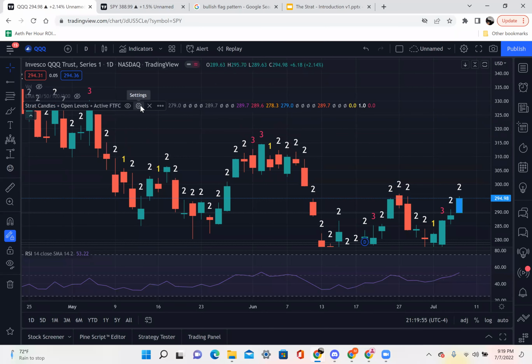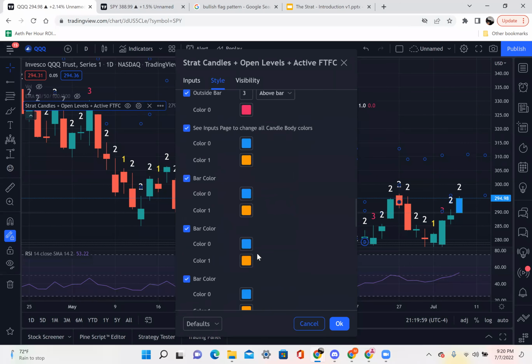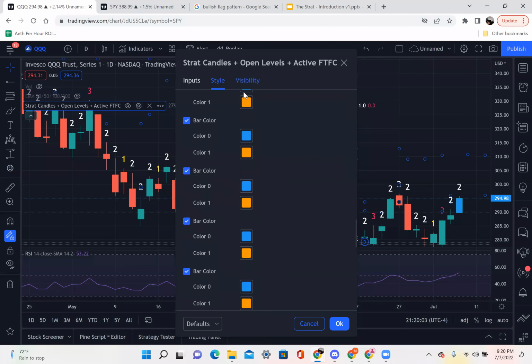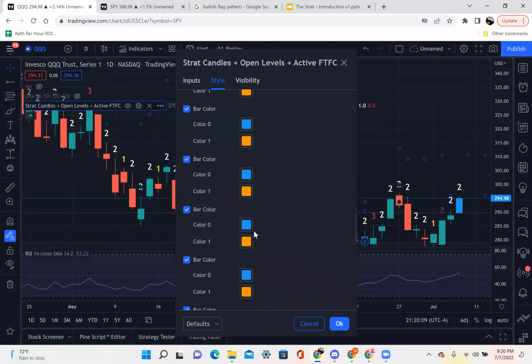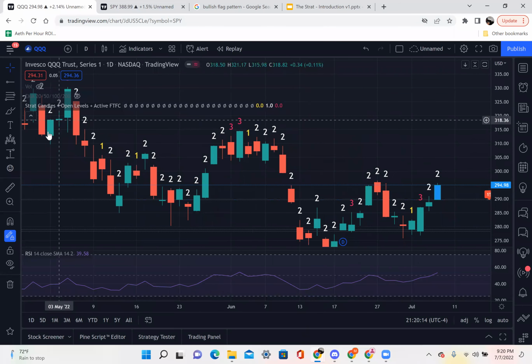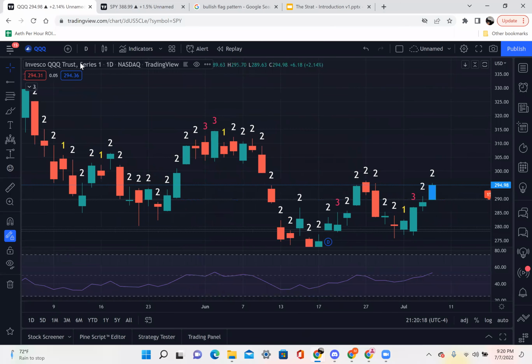But let me go back in here. Yep, that's basically how I set mine up. And I don't change any of this. I don't change the visibility or anything. Yep, that's everything that I do. And then I'll close that out, and that's how I utilize my Strat. And of course, I do a whole bunch of other stuff, just like with candlesticks, but we'll get into that.